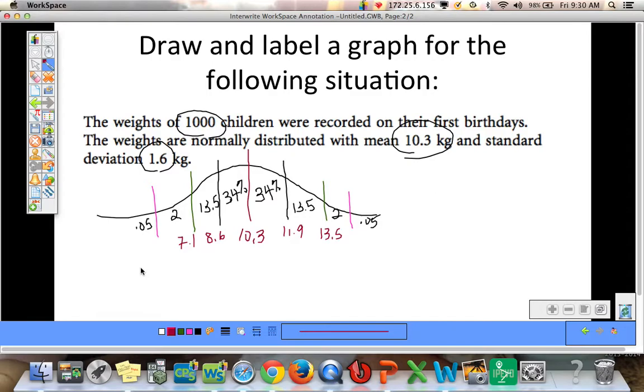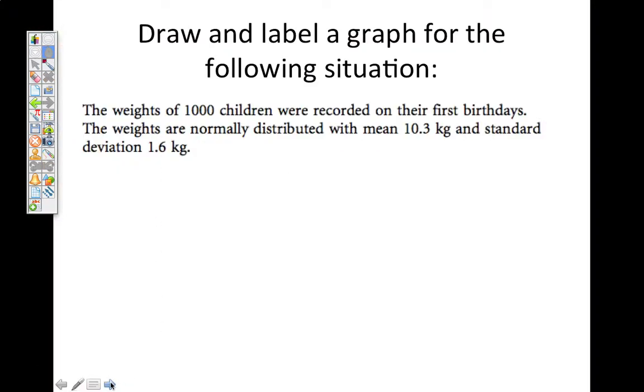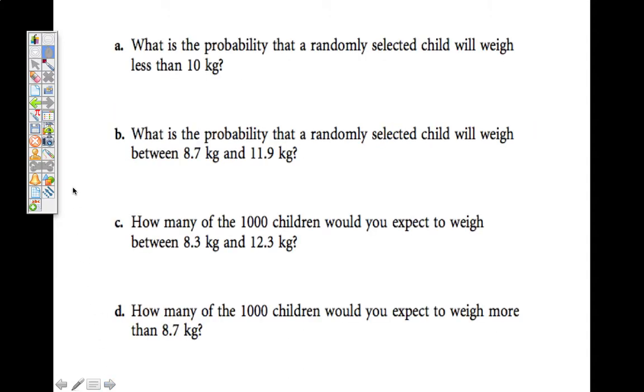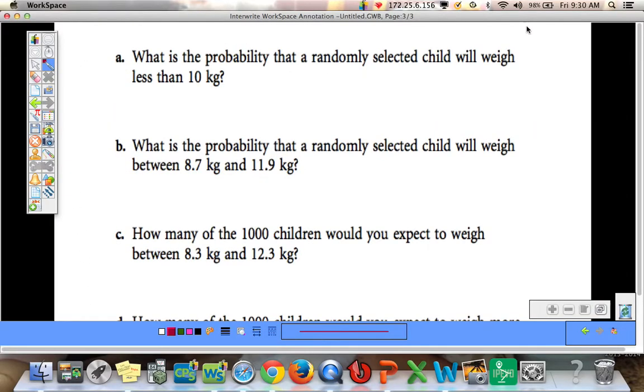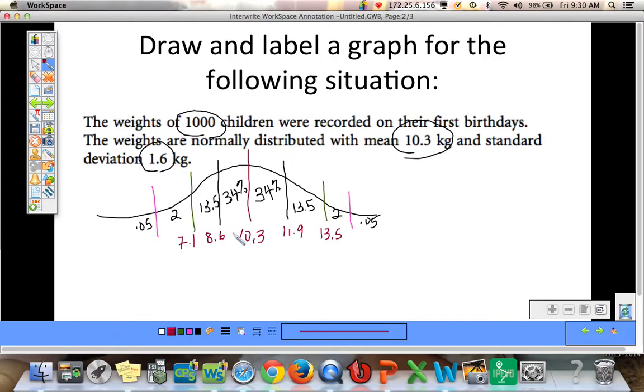Questions about the graph are on the next slide, so it's right next to this on your page. A, what is the probability that a randomly selected child will weigh less than 10 kilograms? So let's find 10 kilograms. It's about right here. And what we're going to do is add up all these percentages. Okay, so here's 10 kilograms. What percentage is below that? Add all of those up.